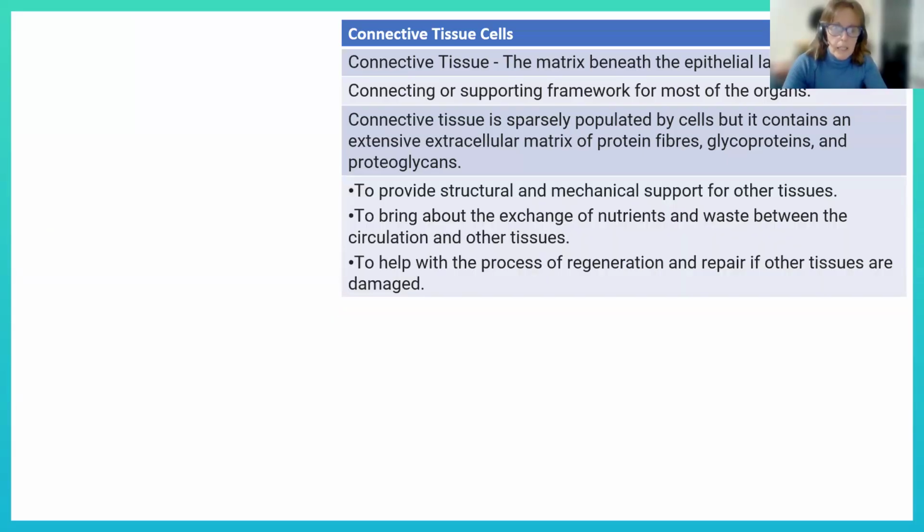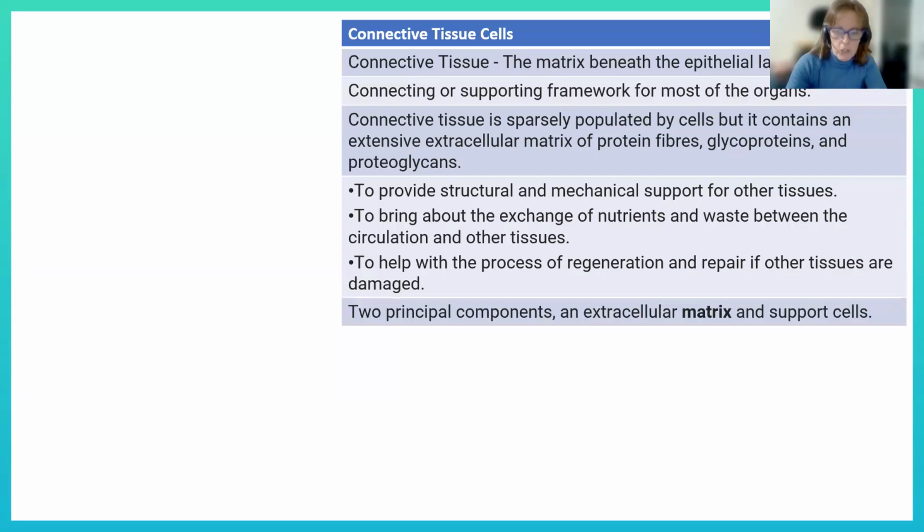And what this connective tissue does is it provides structural and mechanical support to other tissues. So blood is an example of connective tissue. Bone is an example of connective tissue. And it can bring about exchange of nutrients and waste between the circulation and other tissues. So it's got some exchange roles, the blood, for example, and it can help with the repair and regeneration of other tissues if they are damaged.